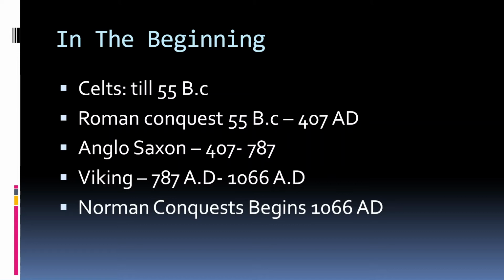If you see, Celts were the people who were already in Europe till 55 BC. These people were driven out by the Roman conquest. The Romans were there from 55 BC till 407 AD. Then the Romans were invaded by the Anglo-Saxons, who were there from 407 till 787. And then came the Vikings, who were there from 787 AD till 1066 AD. From 1066 AD, the Normans conquered and ruled Europe.